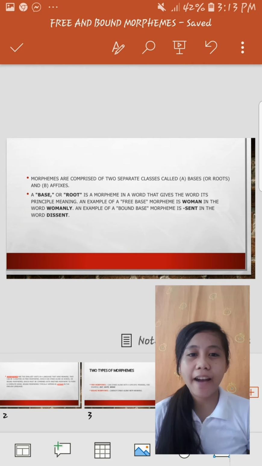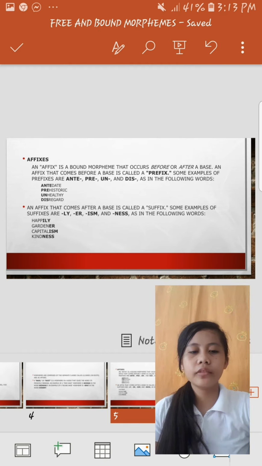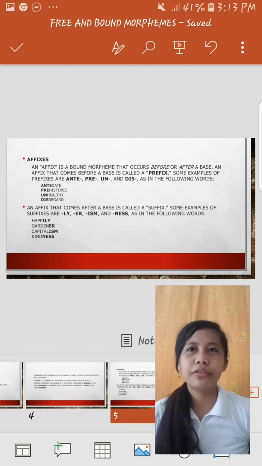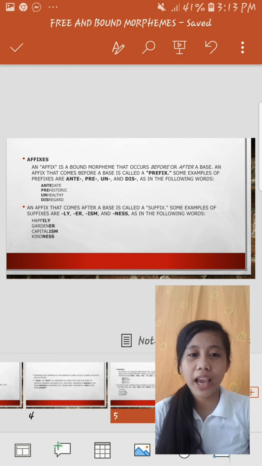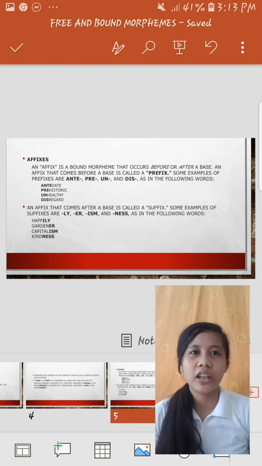So next we will have the affixes. An affix is a bound morpheme that occurs before or after a base. An affix that comes before a base is called a prefix. Some examples of prefixes are anti, pre, un, and dis, as in the following words. From the affix anti, we have the word antedate. In the affix pre, we have prehistoric. In the affix un, we have the word unhealthy.